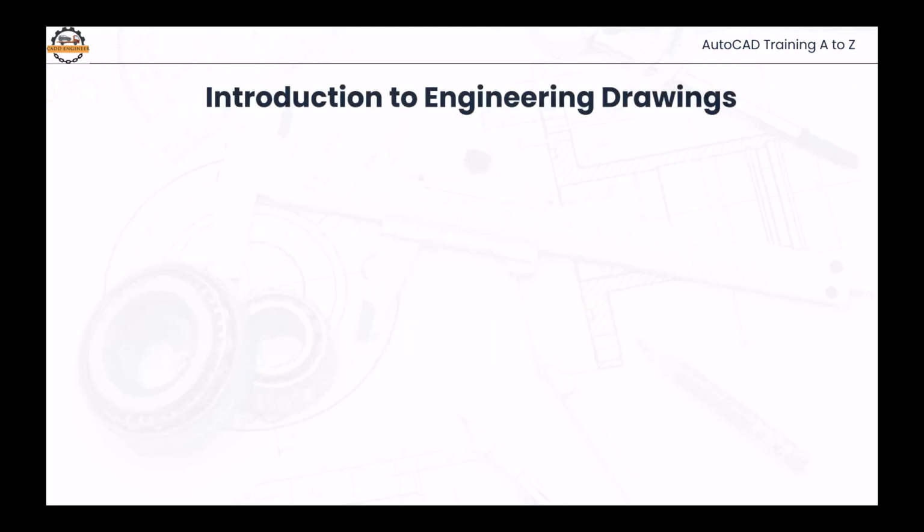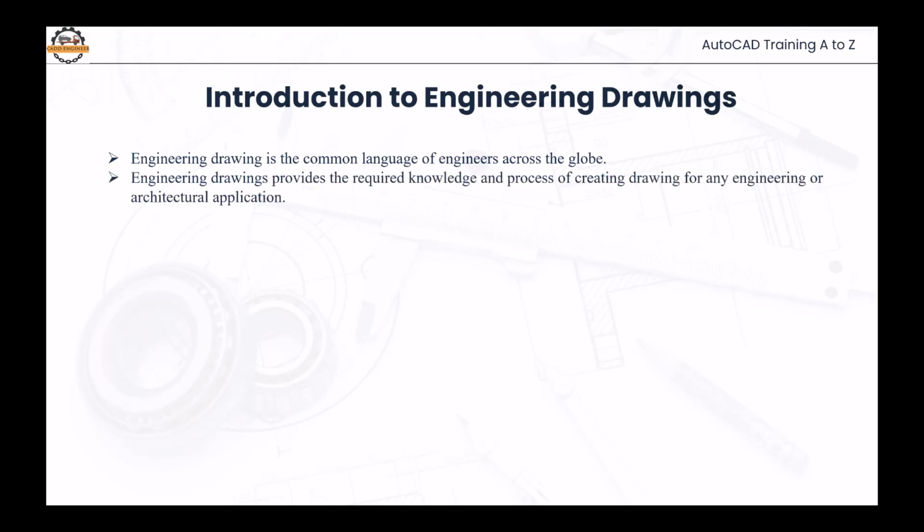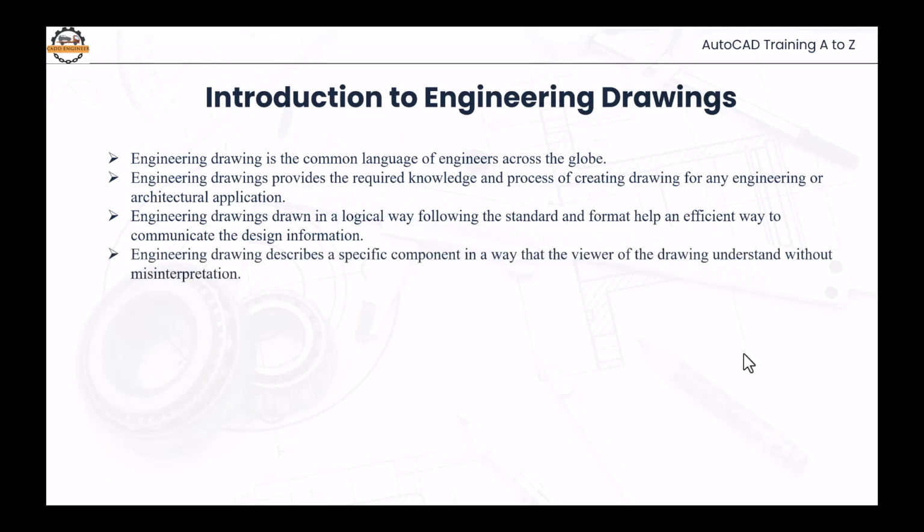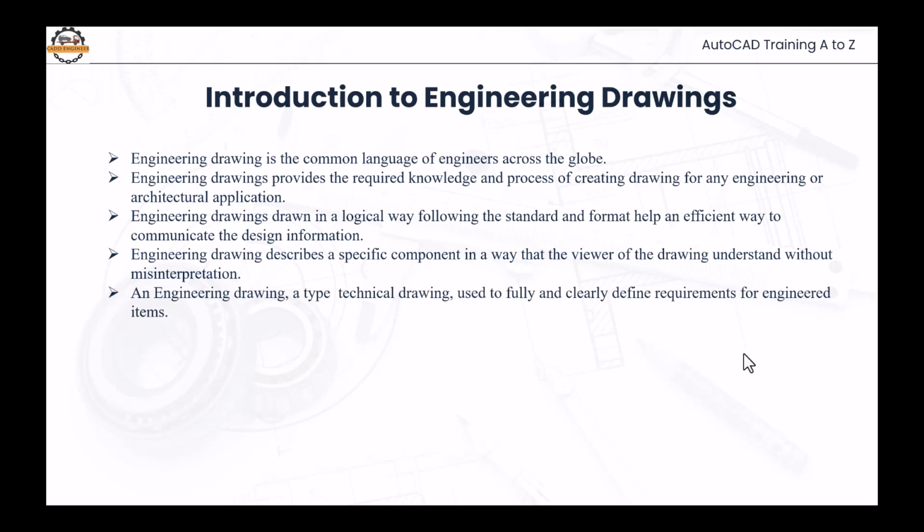Next, we are going to see Introduction to Engineering Drawings. Engineering drawing is the common language of engineers across the globe. Engineering drawing provides the required knowledge and the process of creating drawings for any engineering or architectural application. Engineering drawings drawn in a logical way, following the standards and formats, help communicate the design information efficiently. An engineering drawing describes a specific component in a way that the viewer understands without misinterpretation. It is a type of technical drawing used to fully and clearly define the requirements of engineering items.